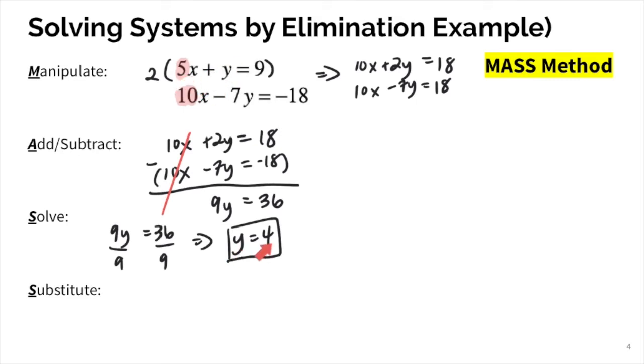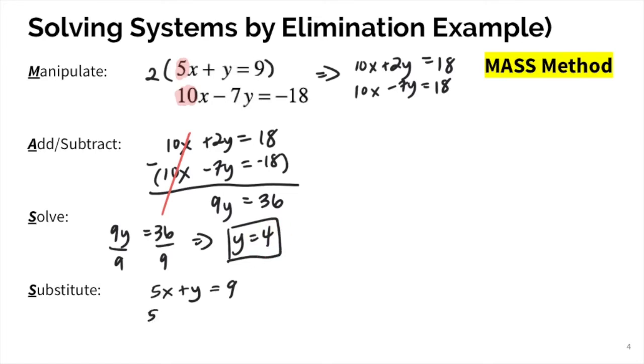But now that I know what y is, I can just pick one of my equations, doesn't matter which one, and substitute in this value for y in order to solve for x. So I'm going to pick my first equation over here because I just think it's going to be easier to use. So I'm going to take 5x plus y equals 9. But I know what y equals now, right? Y equals this value 4, so I can actually substitute that in.